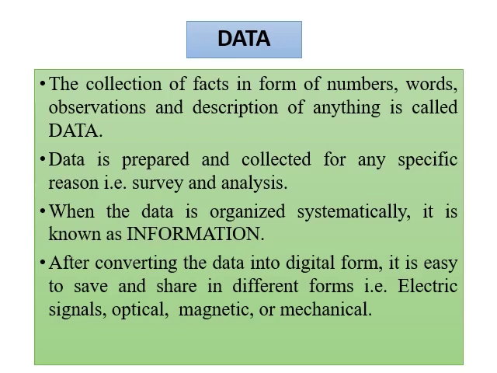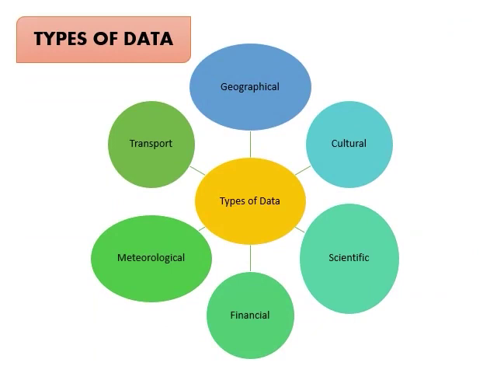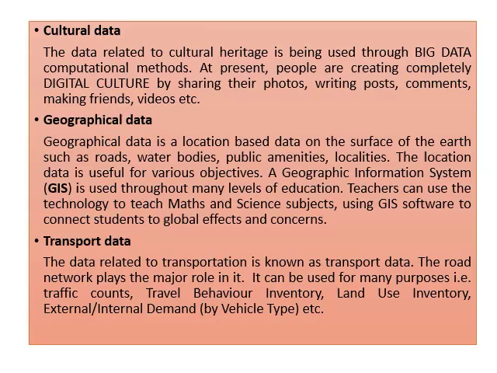After converting the data into digital form, it is easy to save and share in different forms, that is electrical signals, optical, magnetic, or mechanical. There are various types of data: geographical data, cultural data, scientific data, financial data, meteorological data, and transport data. Let's discuss them in detail.